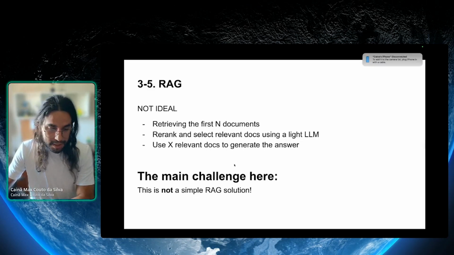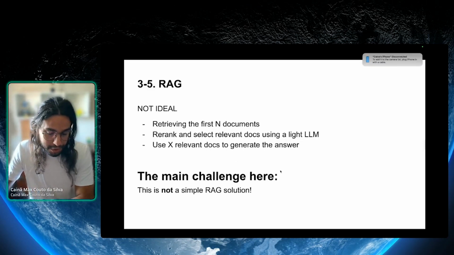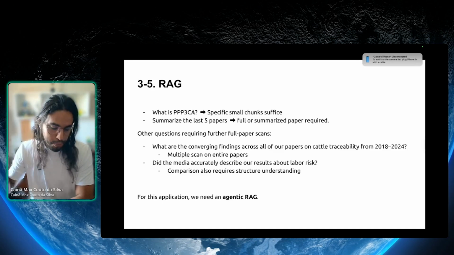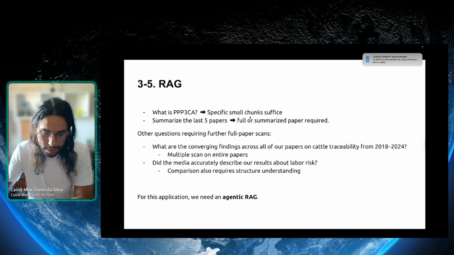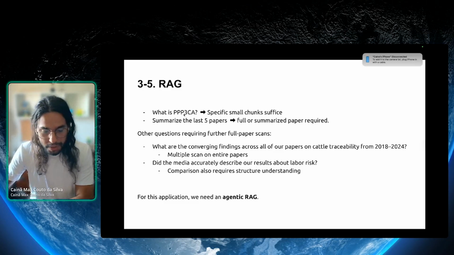But the main challenge here is that this application that I envision is not a simple RAG solution. Let's see, for example, these questions here. Let's see what is PP3CA. That's a gene from my PhD research. That's easy to answer. It's going to find some chunks and provide an answer for that. But what about this question here?